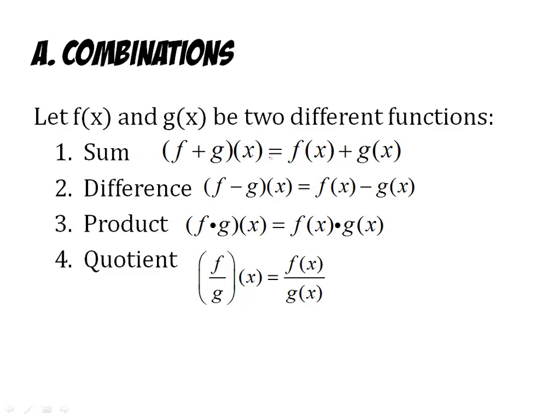f plus g of x means you take the first function and you add it to the second and you combine like terms. The difference, f minus g of x, simply means you subtract g of x from f of x and combine like terms. Product, you multiply f of x times g of x. Sometimes it's distributing, sometimes it's FOIL or box method. It just depends on the equations, but you're just multiplying. Quotient, f of x divided by g of x. And you'll see some examples of that here in a minute.